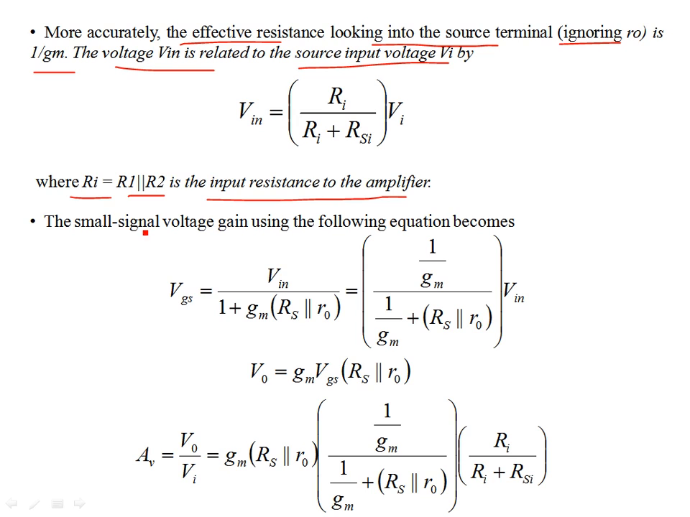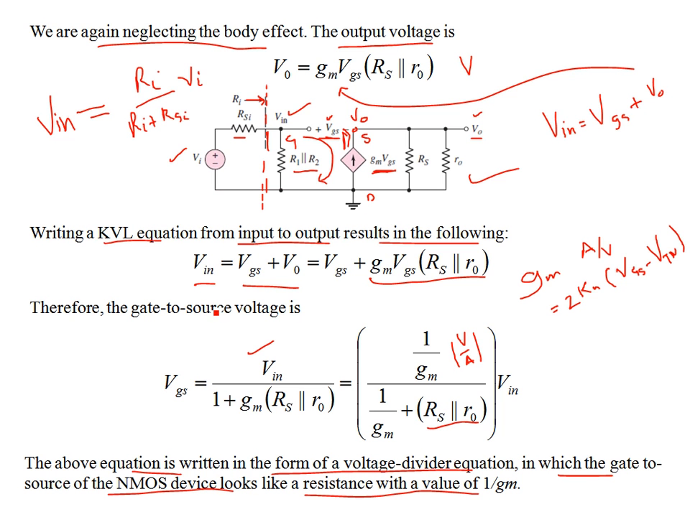Okay, now the small signal voltage gain can be derived using the following equation. If you start from here, VGS was equal to Vn over 1 plus Gm Rs parallel R naught, and how we derived this was by considering the KVL relationship. You see Vn can be bifurcated into two voltage drops, that is VGS and V naught.